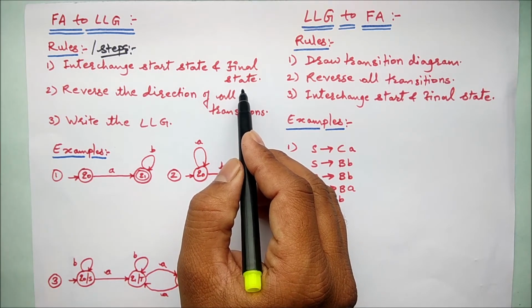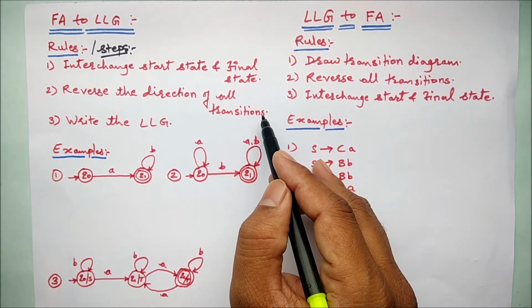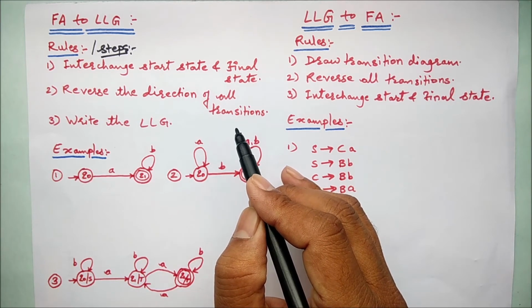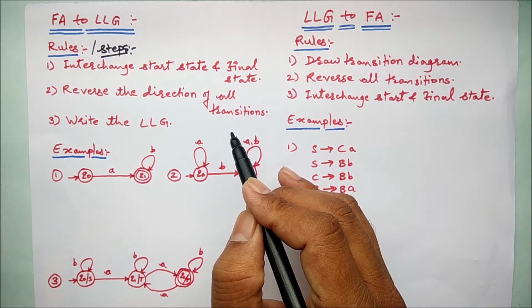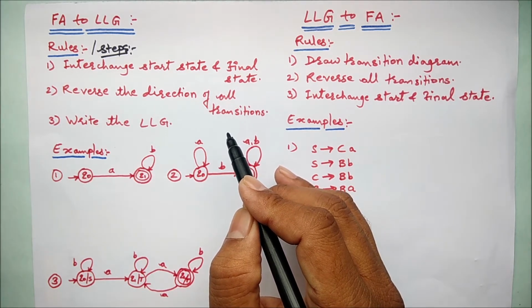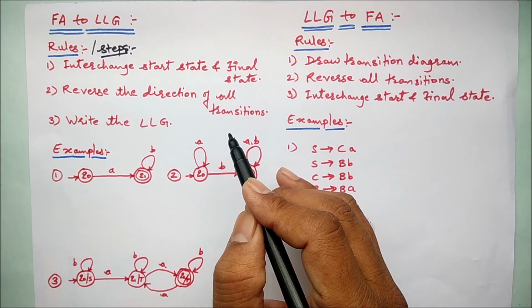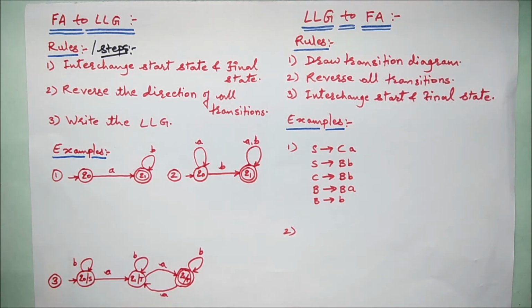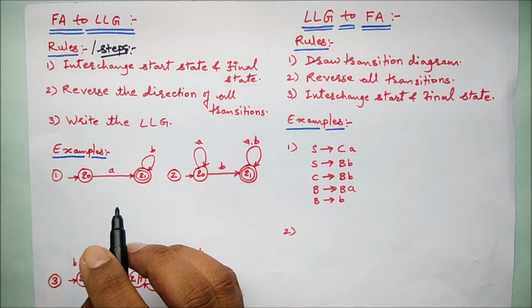In the second step, we have to just reverse the direction of all the transitions. For example, if any state is transiting from left to right, we have to reverse it, in the sense it will transit from right to left. Simple. And then the third step is to write the LLG. These are very simple steps, my dear friends. If you follow these steps, our finite automata will automatically get converted into the LLG. So let's start to understand it by solving some examples.